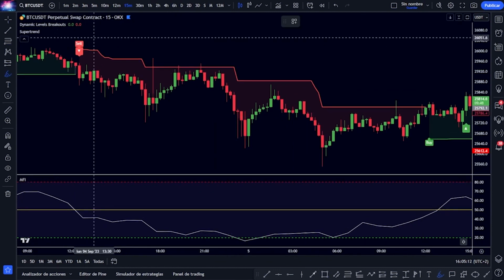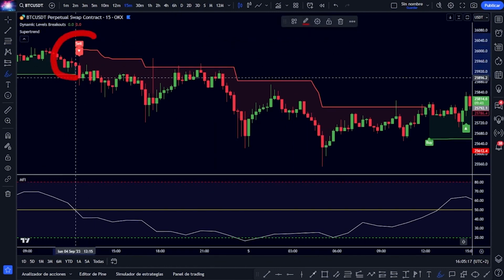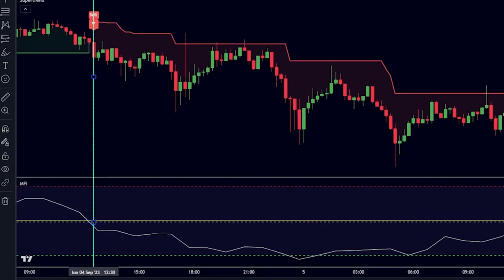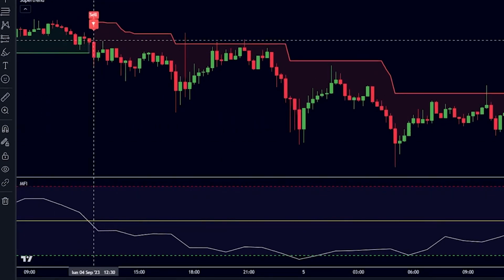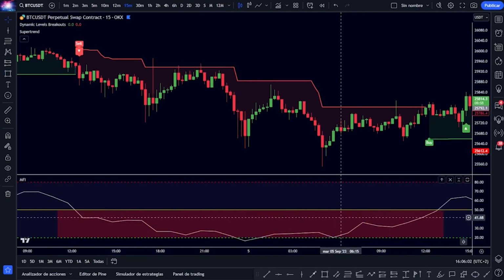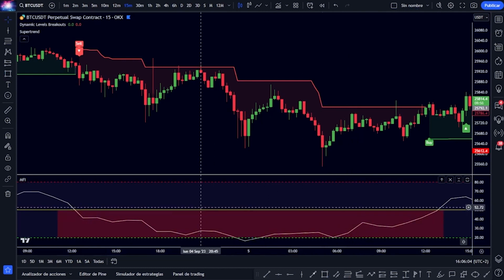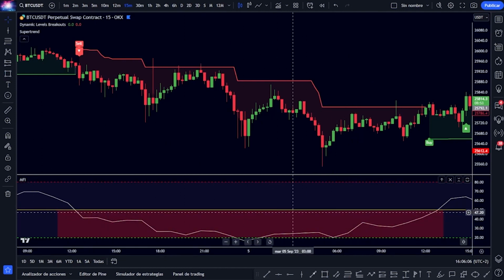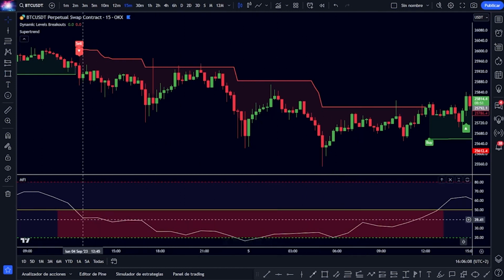And the third rule is very simple. We will only enter after we have the other two rules fulfilled, but we will also observe the lower indicator, the MFI, and in the case that we are looking for a short operation, the white line must always be below the yellow line, that is to say below the central zone of the indicator, since it is showing us that the money is still leaving the asset.